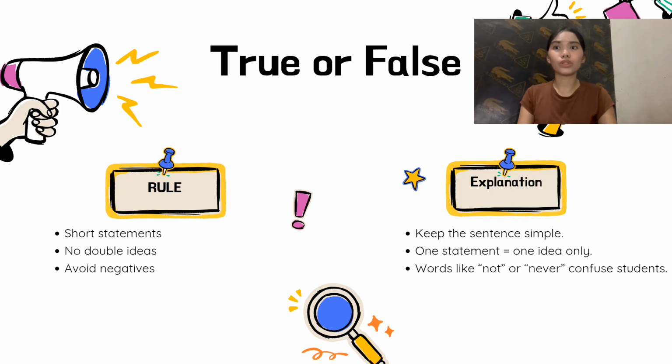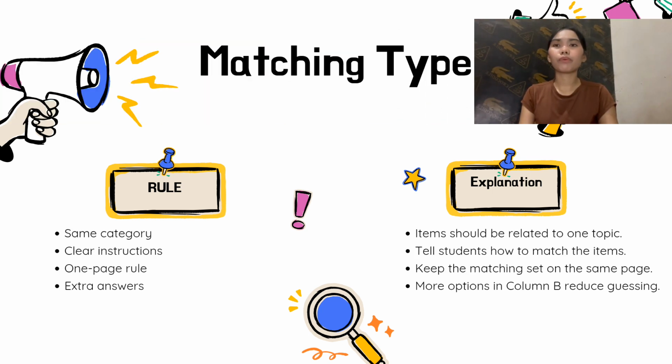And the last one is kung pwede iwasan yung mga salitang not or never dahil mas madali silang nagkakamali doon. And the rule naman for matching type is lahat ng nasa A at B ay dapat magkakaugnay sa isang topic. The second one is dapat malinaw kung paano imamatch yung items nila. And the third one is dapat nasa isang page lang para hindi nagbabalik ng page yung mga estudyante para hanapin yung nawawala. And the last one is mas maraming sagot kaysa sa tanong para hindi madali hulaan.